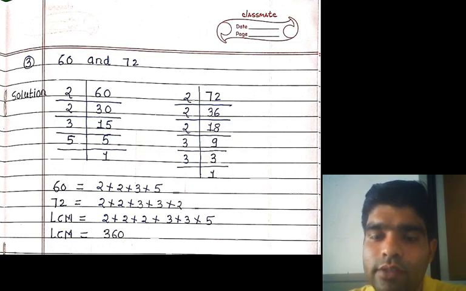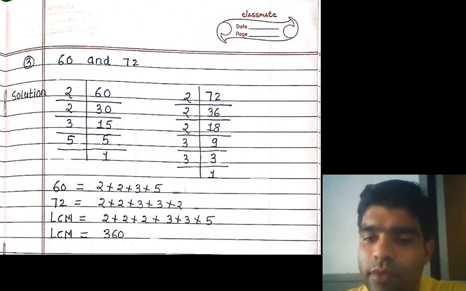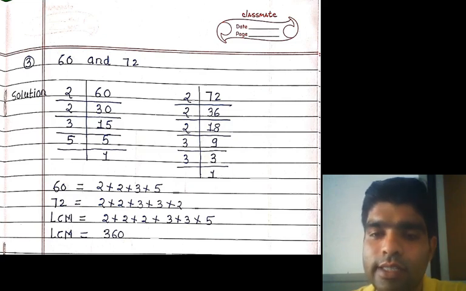Now check whether your answer is correct for 72. 72 is equal to 2 multiplied by 2 multiplied by 2 multiplied by 3 multiplied by 3. Now check your answer. 2 multiplied by 2 is 4, 4 threes are 12, 12 threes are 36, 36 multiplied by 2, your answer is 72. It means your answer is also correct for 72.